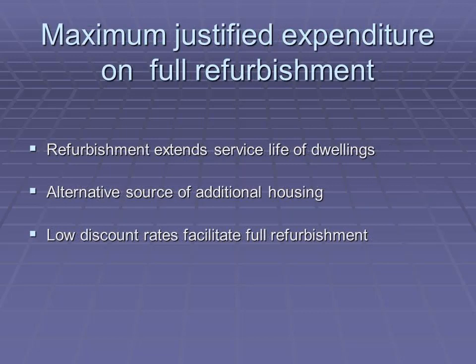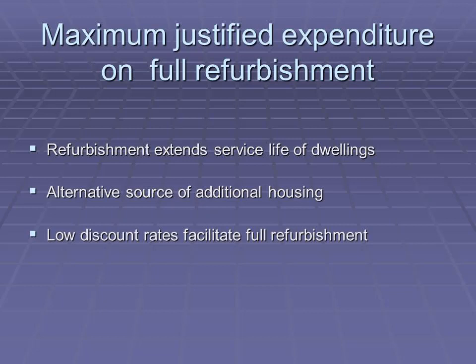Additional housing is traditionally supplied by constructing new dwellings. However, refurbishment of existing dwellings extends the service life of dwellings and thus provides an alternative source of additional housing. Investment in new housing, as compared to investment in full and complete refurbishment of existing housing, can be compared on a benefit-cost ratio basis. To do so requires a dynamic stock and flow model driven by realistic functions of mortality.